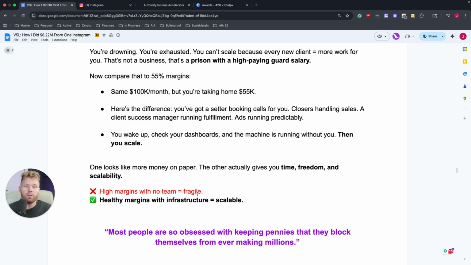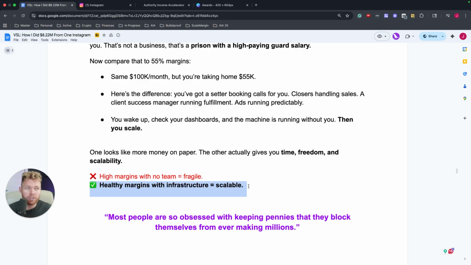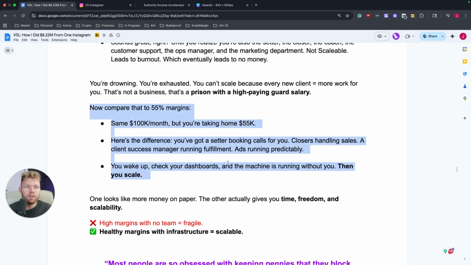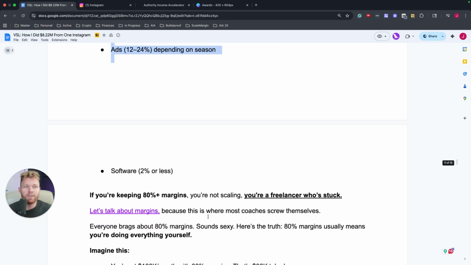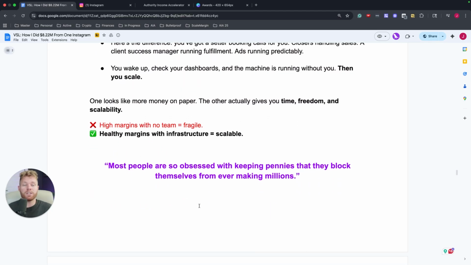High margins with no team is fragile. It's going to cost you more money in the long run. I'm just speaking from experience here. Whether you believe me or not, healthy margins with infrastructure is scalable. This business right here, with this type of margin, you can scale to $500K a month. How do I know? Because I did it. It's all possible. I'm just sharing information that I personally have done.